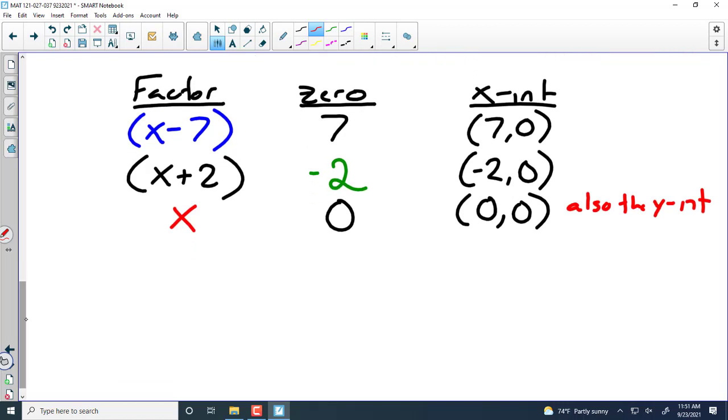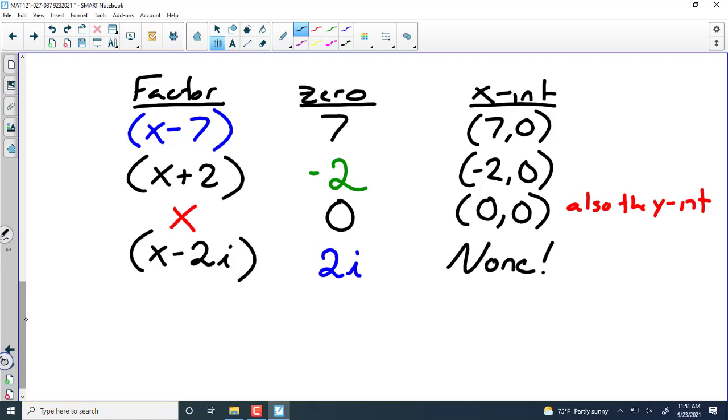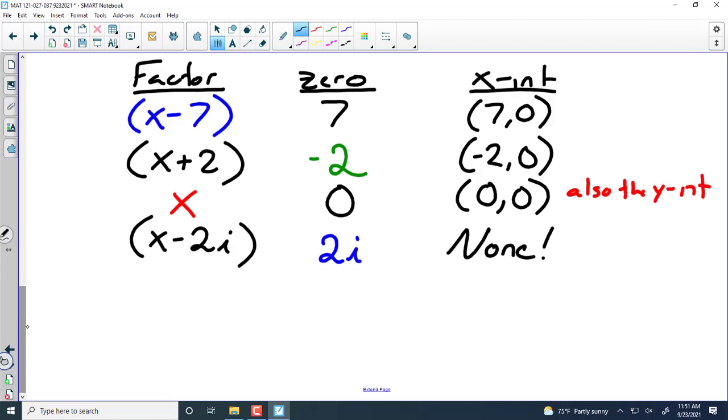How about this one? 2i. This is not a trick question. The way you get a factor is you just do x minus the 0. We can write this as a factor. So the factor to this is going to be x minus 2i. That's perfectly allowed. This is a trick question. What's the x-intercept? None. That one is not an x-intercept. It is still a factor. It is still a 0. It's just not an x-intercept. How about this one?